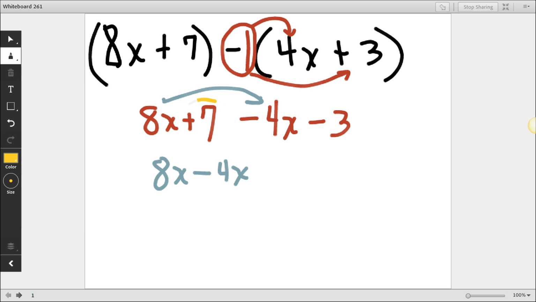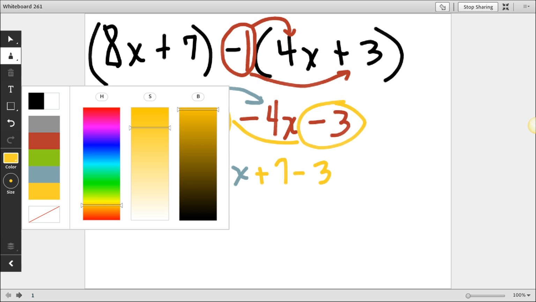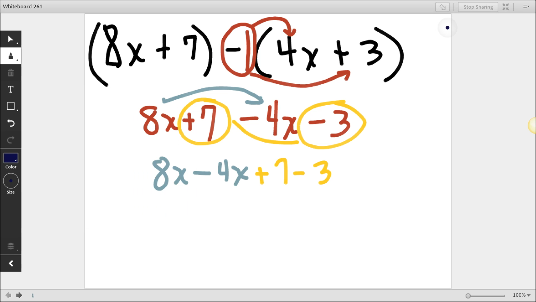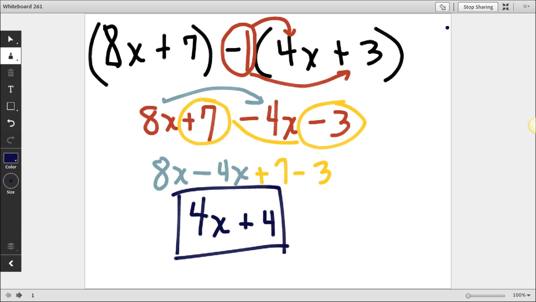And 7 minus 3 go together. So plus 7 minus 3. And we'll finally put those together. And 8x minus 4x is 4x. And then positive 7 minus 3 is positive 4. So that's a simplified binomial answer.